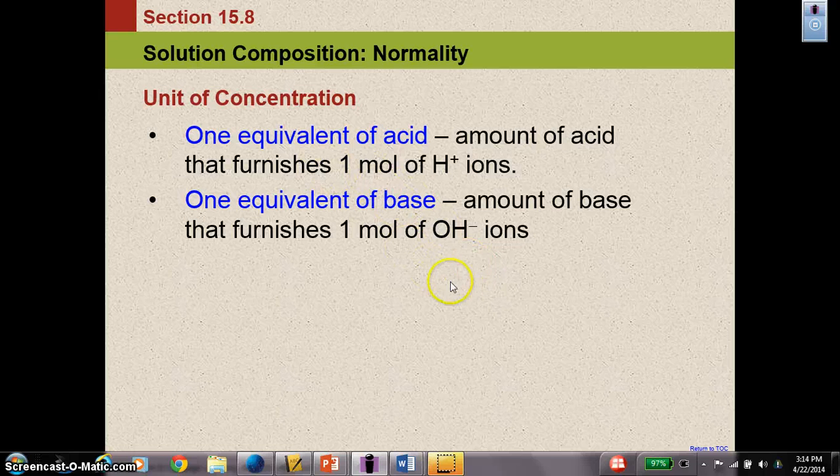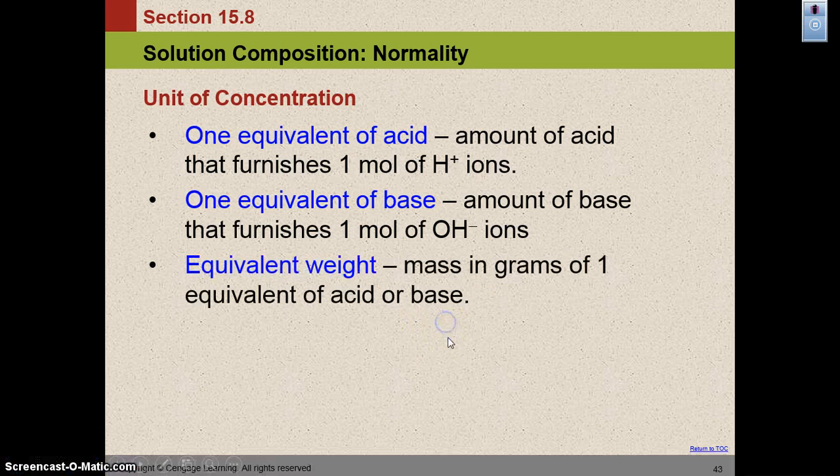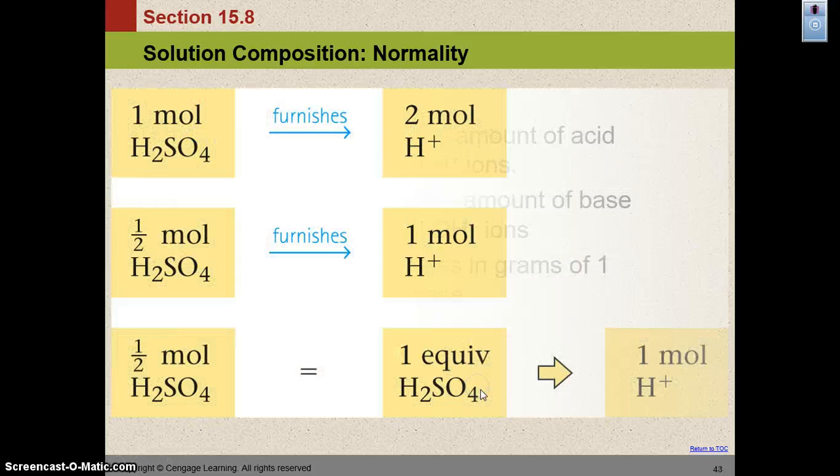So those are the basic definitions of what we call an equivalent. An equivalent of an acid is how much of the acid furnishes a mole of hydrogen ions. An equivalent of a base is how much of that base furnishes a mole of hydroxide ions. Equivalent weight is the mass in grams, because it's weight, of one equivalent of acid or base. So once I've determined my number of equivalents, then I can change that to grams.